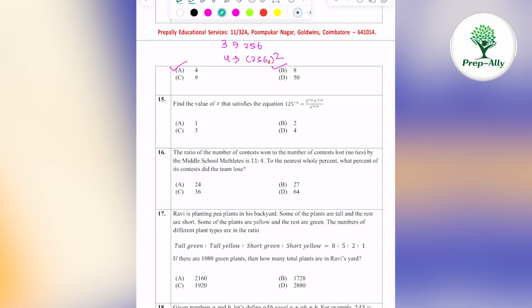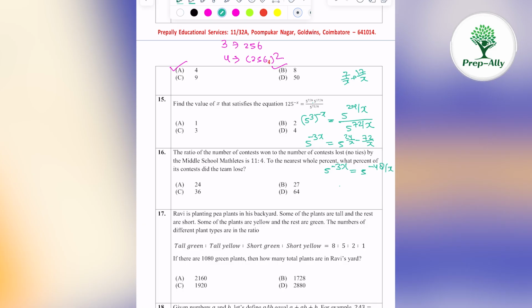Now the question number 15. So here we can write 1 upon 5 raised to power minus x, so 5 raised to power 3 minus x. Here if we add this power, 7 by x plus 17 by x, if you add this one, we are getting 24 by x, divided by 5 raised to power 72 by x. And again in the next line we can write 5 raised to power minus 3x. This is 5 raised to power 24 by x minus 72 by x. And again in the next line we can write 5 raised to power minus 3x. This is 5 raised to power minus 48 by x.